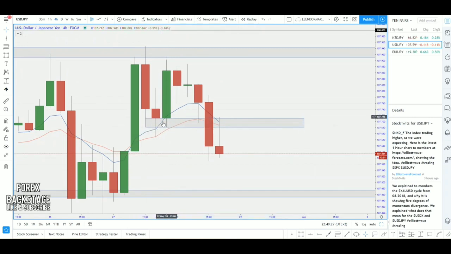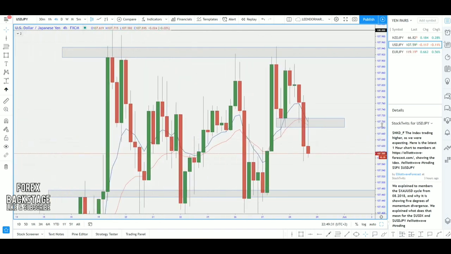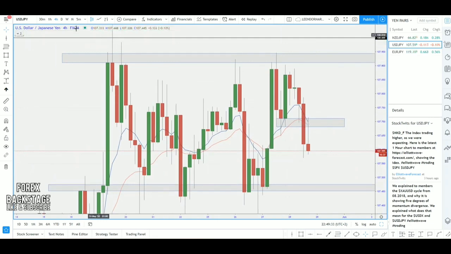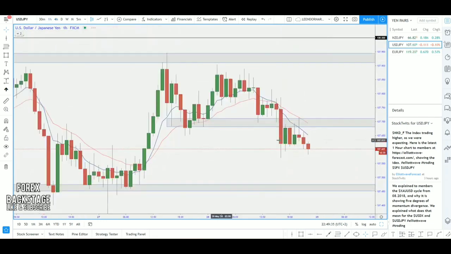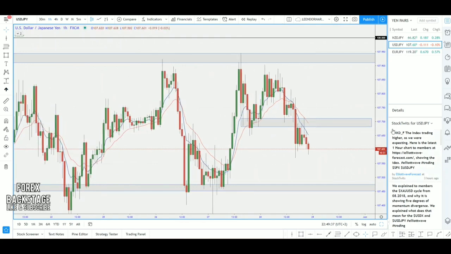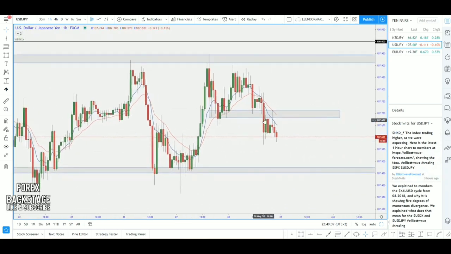So this line touches all wicks and also touches the open and the close of the body. Refer to previous videos to actually understand how we can draw these levels. Then I can go to the H4, H1, and the only thing that I would wait for is to get a dip into that level.